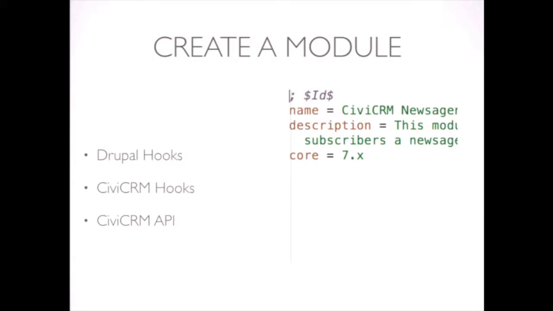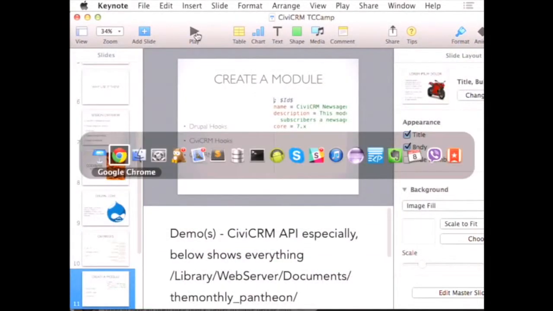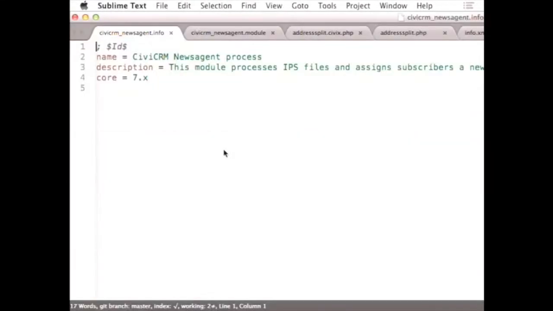So Drupal has hooks. If you've done any kind of Drupal module creation, you know there are hooks that you use to run certain code when certain things happen or in certain parts of the Drupal process. And Civi is much the same. It also has quite a good API, and I'll show you a really cool tool it has in a minute.